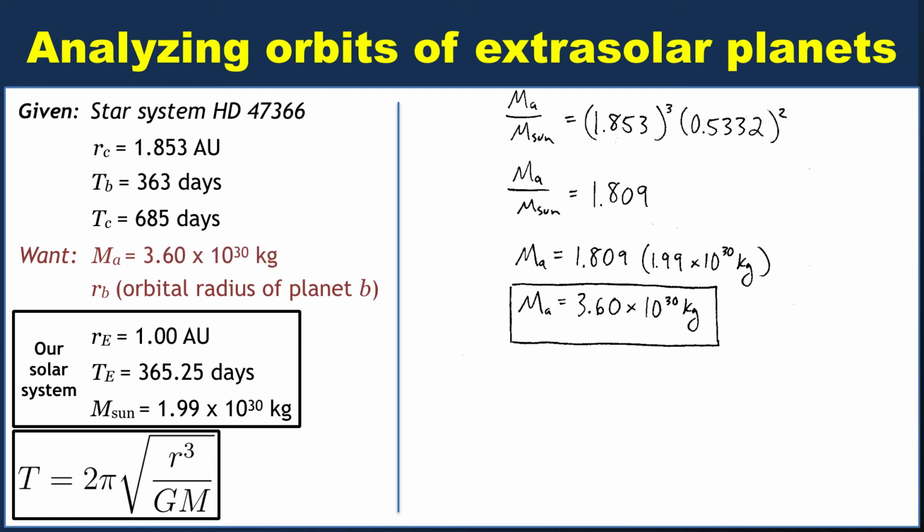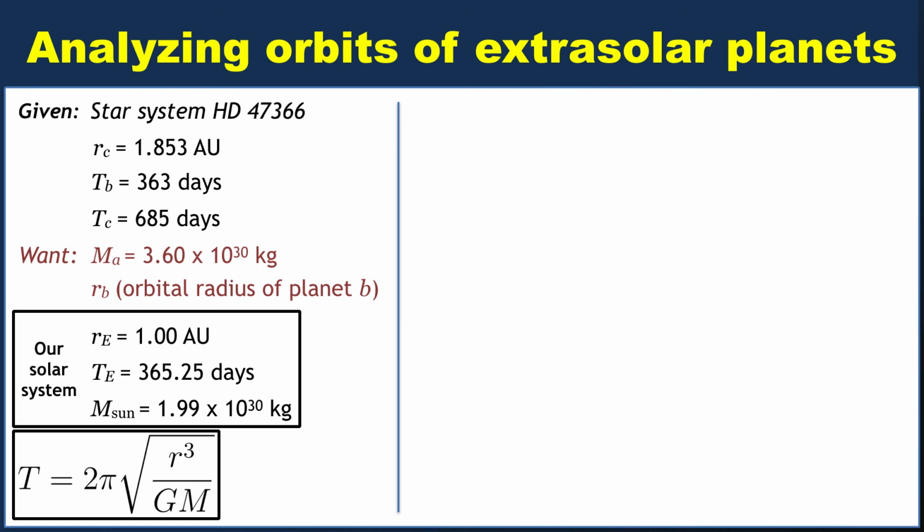The other thing we want to figure out now is the orbital radius of planet B. So let's move all this up. One way that you could do this would be to apply Kepler's third law of planetary motion, put in the value of big G. Now that we know the mass of the central star, you could calculate R that way. But I'm going to do another scaling calculation where we take a ratio to try and get things to cancel out. So this time, we'll deal exclusively with star system HD 47366.